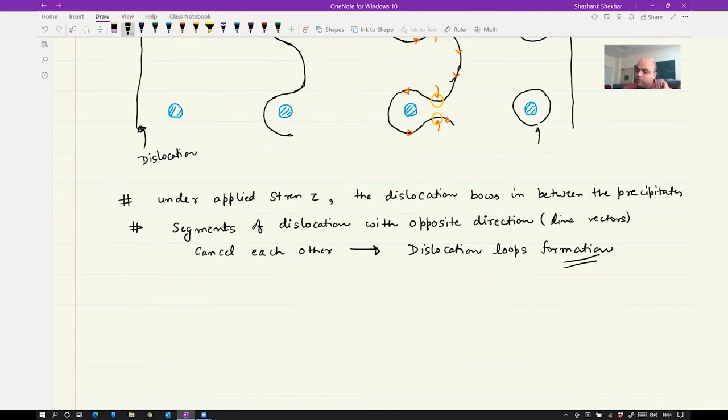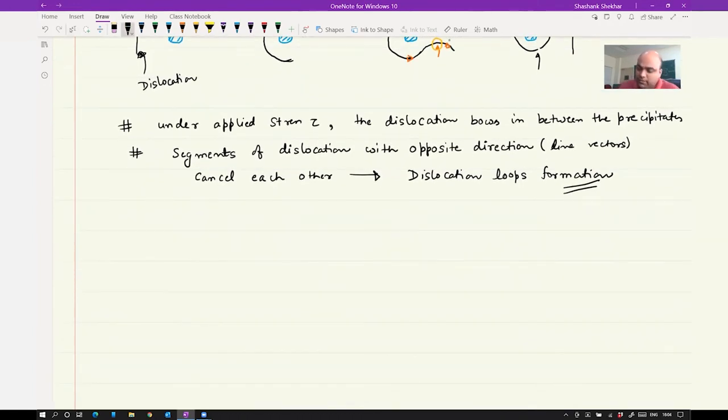Okay, so if the particle size, precipitate size is larger, dislocations are going to bow around the precipitate. And if it is smaller, then the dislocation is going to cut through the precipitate, right? Now, as far as the stress is concerned, stress can be given as 2 alpha Gb by lambda, where lambda is the distance between the two particles or precipitates.